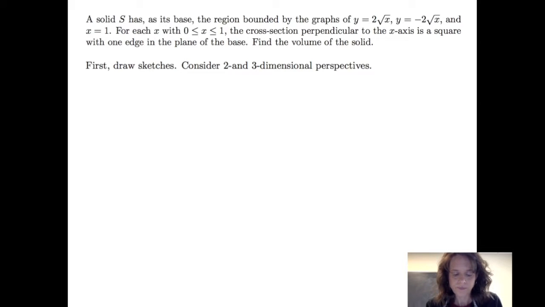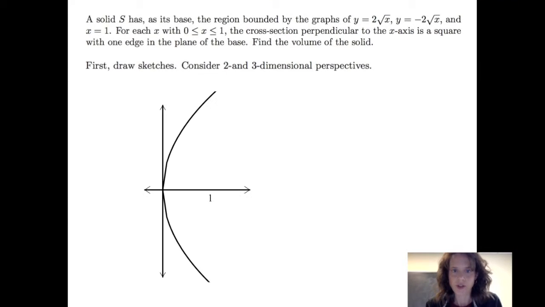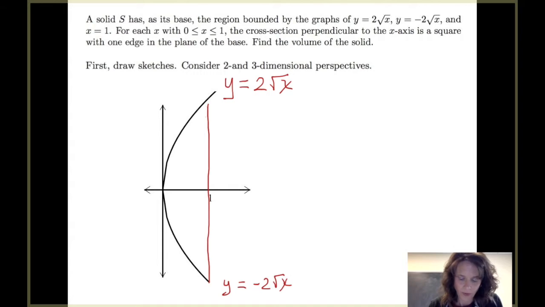Okay. So here we're going to take a look at the graph of the region. Here I've got y equals 2 times the square root of x. And here we have y equals negative 2 times the square root of x. And we're staying between x equals 0 and x equals 1. Okay, so there's a two-dimensional picture of the region.